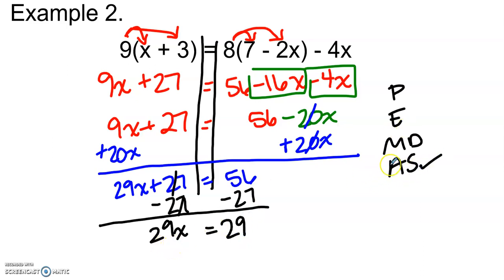And we're finished with addition and subtraction. Next, we need to multiply or divide both sides if needed. I have 29 times x, opposite of times 29 is divided by 29. 29's on the left cancel out, leaving us with x equals 1. And again, you can check that work by plugging it back in.